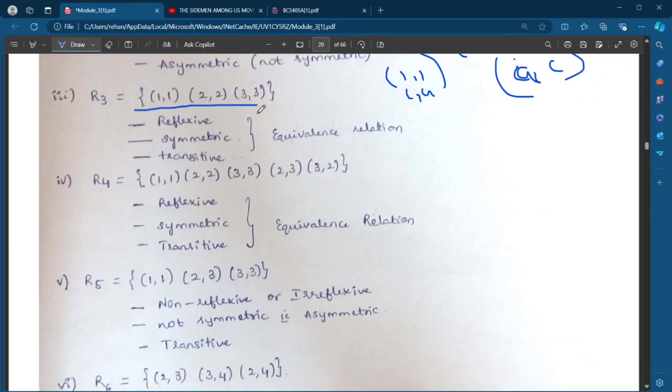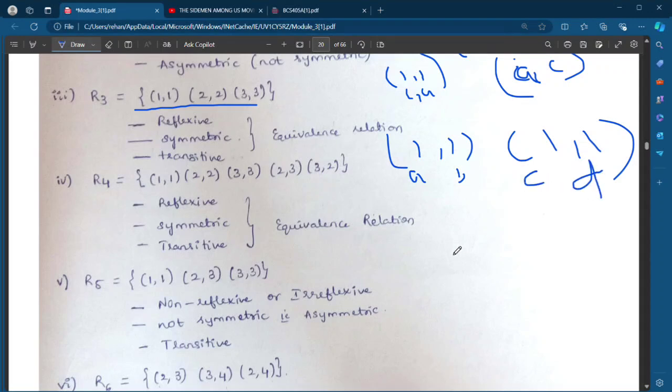Remember always, if there are pairs in a set relation like 1 comma 1, 2 comma 2, 3 comma 3, 4 comma 4, then it satisfies all the natures. How? See, I can take 1 comma 1 one time, and I'll take it again. 1 comma 1. Now here I will say this is A, this is B, this is C. A comma B, B comma C, and now A comma C is there, right? Again 1 comma 1, I will consider that same pair again.